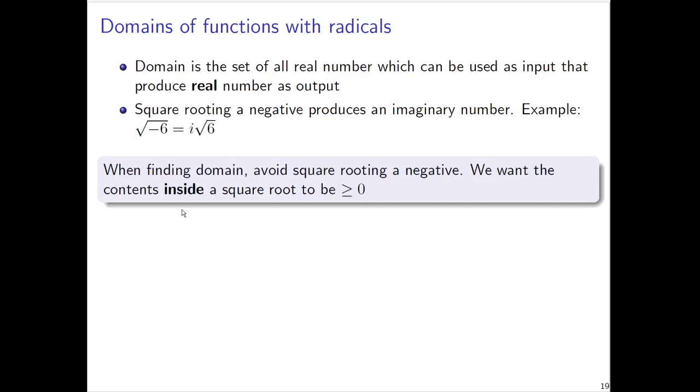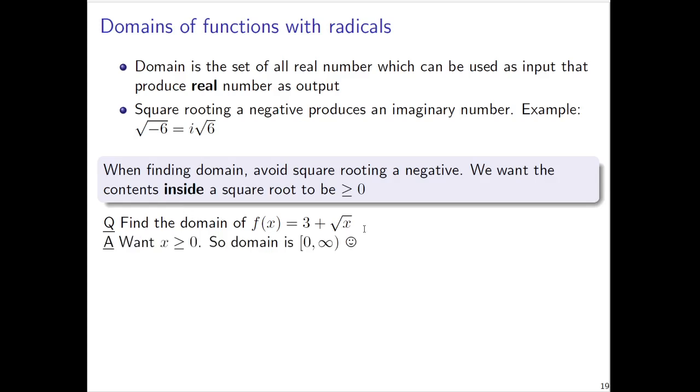So when finding domain, we now need to avoid square rooting a negative, but the way we're going to phrase this is that we want the contents inside a square root to be greater than or equal to 0. So to find the domain of f of x equals 3 plus root x, inside this radical is an x. So that x is what we want to be bigger than or equal to 0. So in this example, the domain is bracket 0 comma infinity parenthesis. So all numbers that start at 0 and everything bigger.